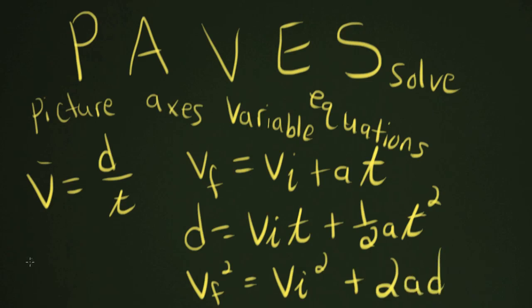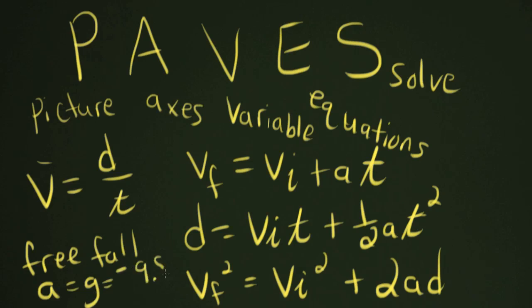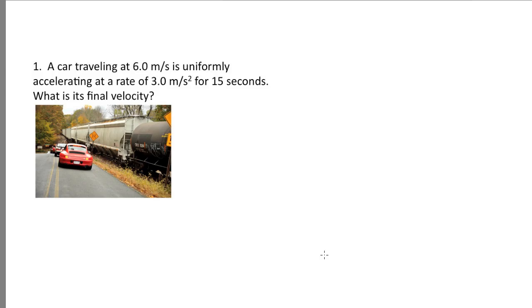One final thing that's great to know is if we are in free fall, if we're falling freely, we know already the value for A, because that equals g, and in the metric system, that is negative 9.8 meters per second squared. Sorry, I squished all that in. Now let's look at our first problem.